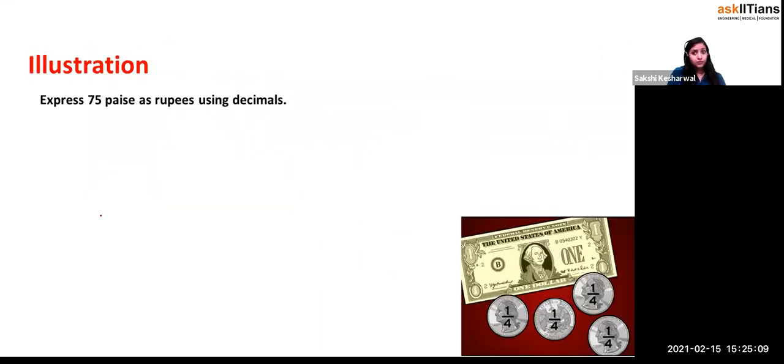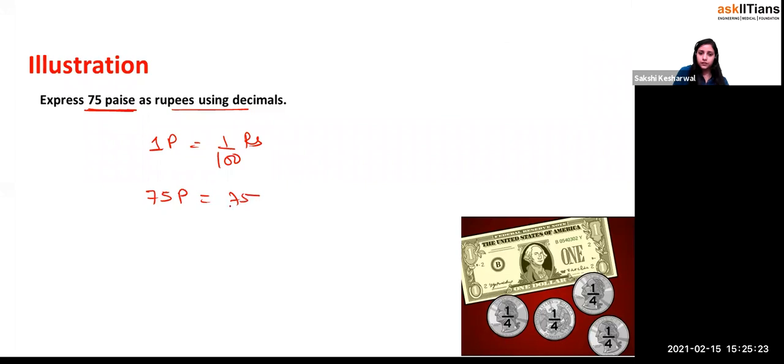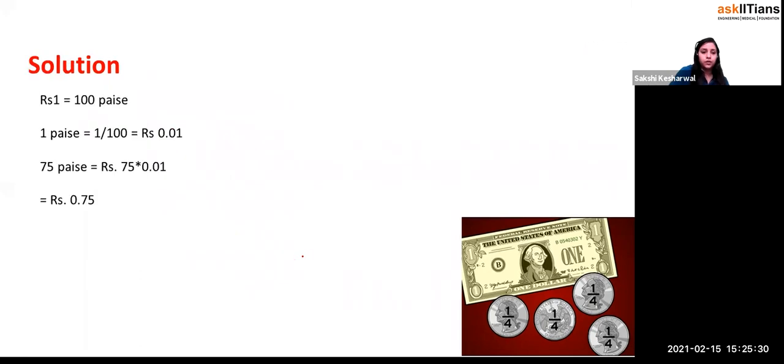Okay. Already done many questions on it, so let's proceed very fast. Convert 75 paise to rupees. We know that 1 paise is equal to 1 by 100 rupees, right or not? We're dividing. So 75 paise is equal to 75 by 100 rupees, which is equal to 0.75 rupees. That's it.